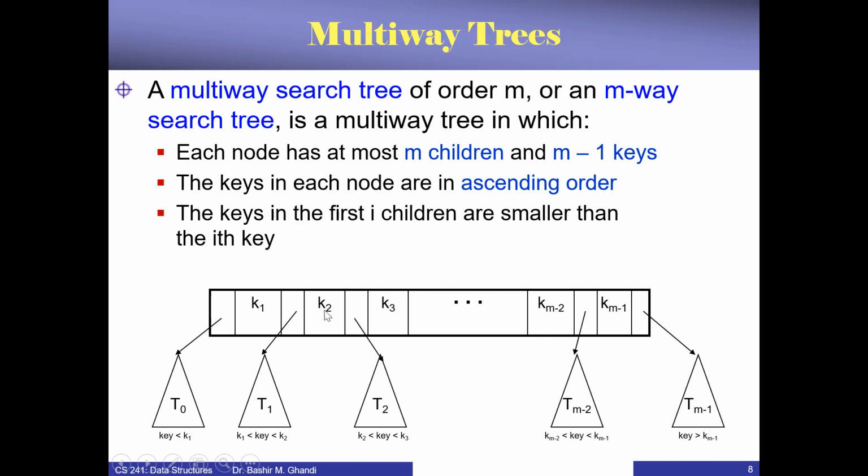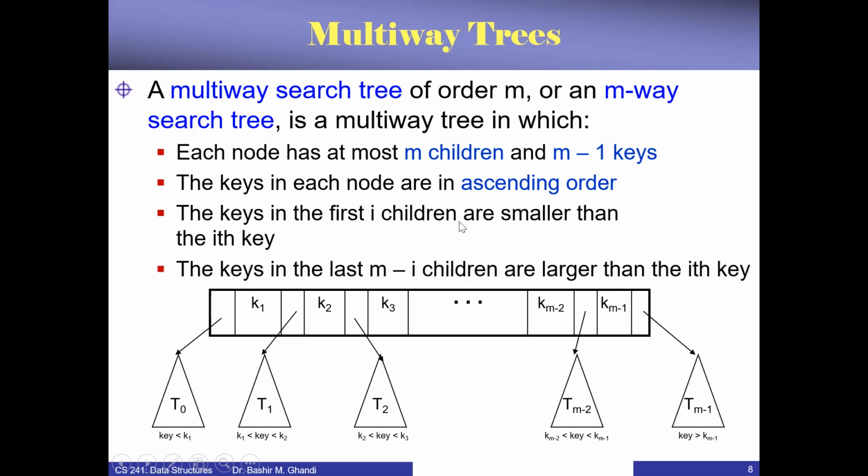So let's say our I is 2. So we are saying the keys in these 2 subtrees, subtree number T0 and T1, there are 2 of them, will be less than this key 2. So basically what we are saying, all the children on the left of a key, the data in all the children to the left of our key K2 will be less than the value inside K2 itself.